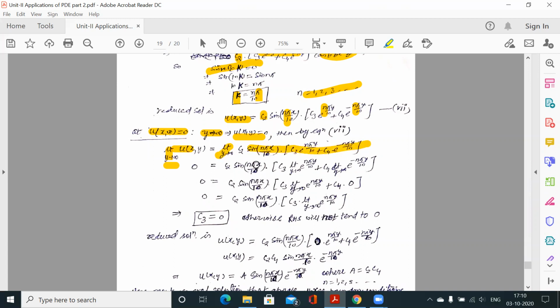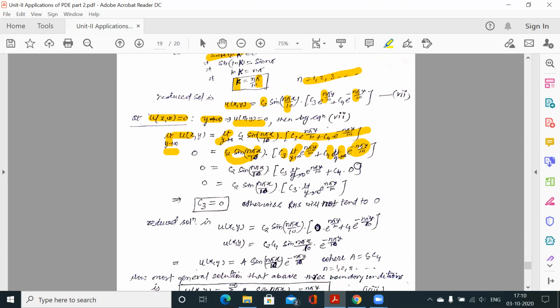So it is independent of y. Keeping this outside of the limit, we get c3 times the limit as y tends to infinity of a function of y, plus c4 times the limit as y tends to infinity of a function of y. This is because of the negative power. Whenever you apply y tends to infinity, it would be 0, because it is e to the power minus infinity, which is 1 over e to the power infinity, means 1 over infinity, means 0. So this is 0.